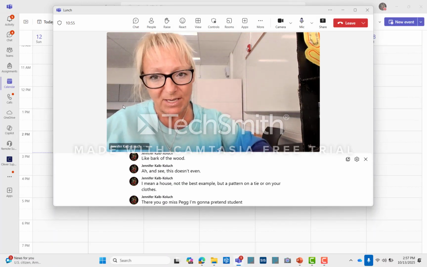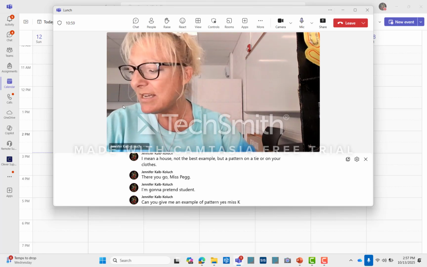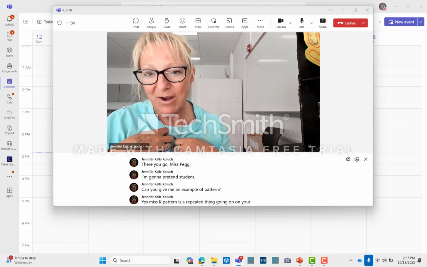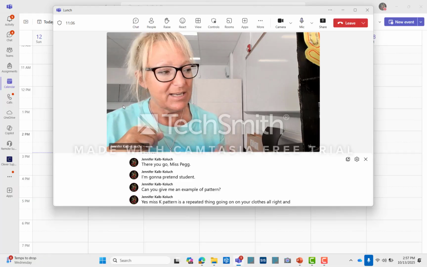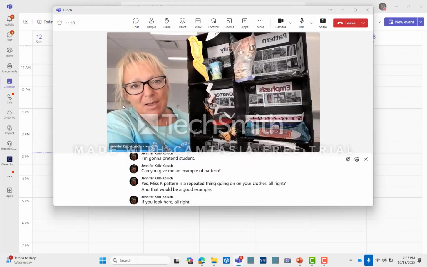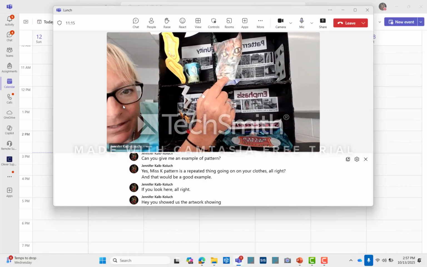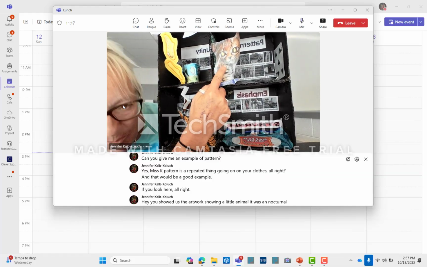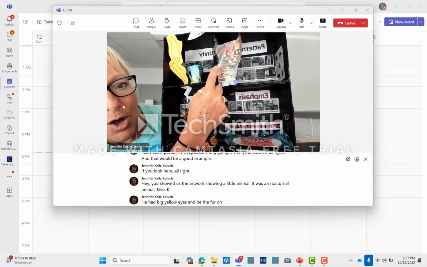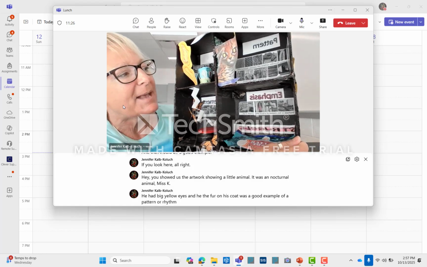Miss K, I'm going to pretend. Student, can you give me an example of pattern? Yes, Miss K. Pattern is a repeated thing going on your clothes. All right? And that would be a good example. If you look here, all right? Miss K, you showed us the artwork showing a little animal. It was a nocturnal animal, Miss K. He had big yellow eyes. And the fur on his coat was a good example of a pattern or rhythm, Miss K.